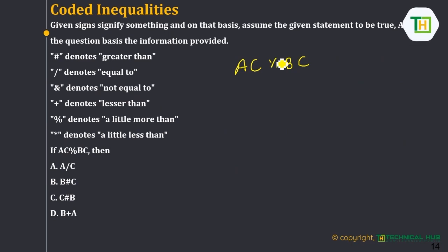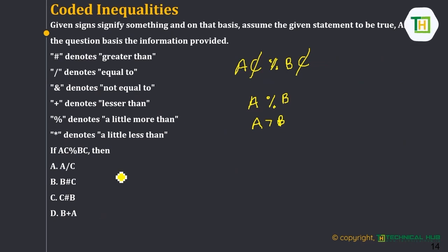So in this case, first of all, cancel the common words. Cancel the common words means here C and C cancel. So C and C cancel means A percentage B. So percentage means what is here? Little more than. So A percentage B means, sorry, A greater than B, or greater than or equal to.